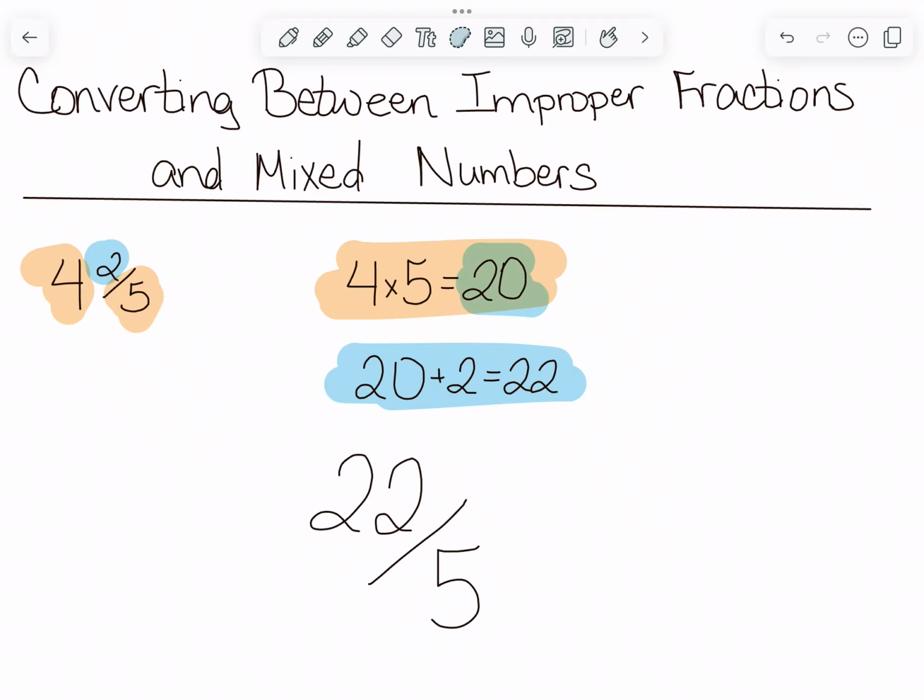The 4 times 5 is telling us how many whole number pieces we have, and then we add in the fractional number of pieces. So we have 20 that make up our 4 wholes. Since there are 4 of them, and each one is broken up into 5 equal pieces, then we have an additional 2 from the original numerator.